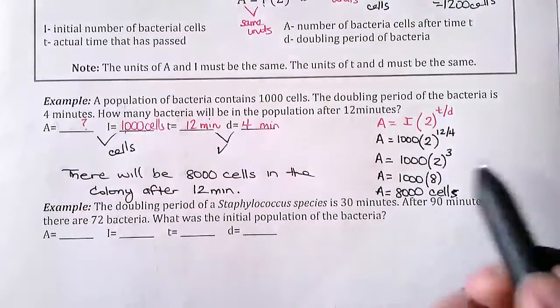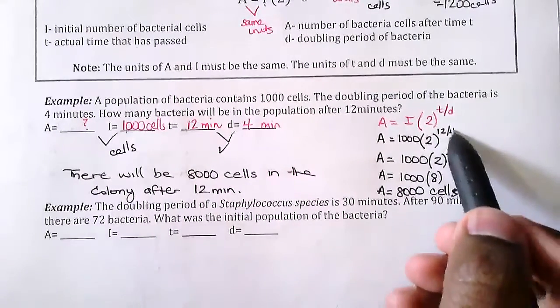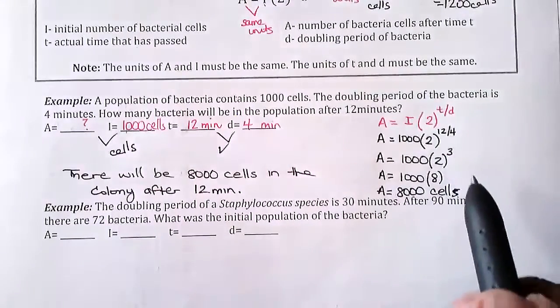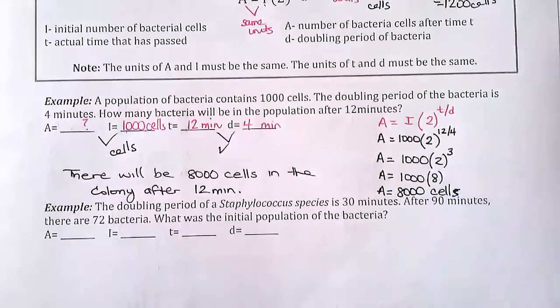Okay, so once again, what does this 3 represent here? 3 growth periods. Each growth period was 4 minutes. If we pass 12 minutes, that means we've passed 3 of those 4-minute periods, or we've passed through 3 growth periods. At each growth period, the bacteria will double from its previous amount.